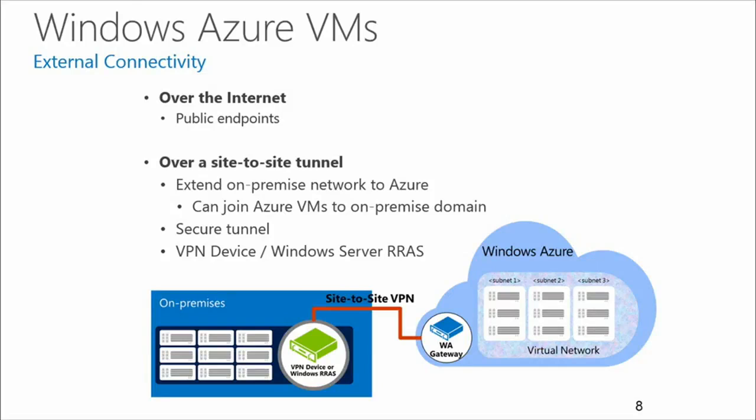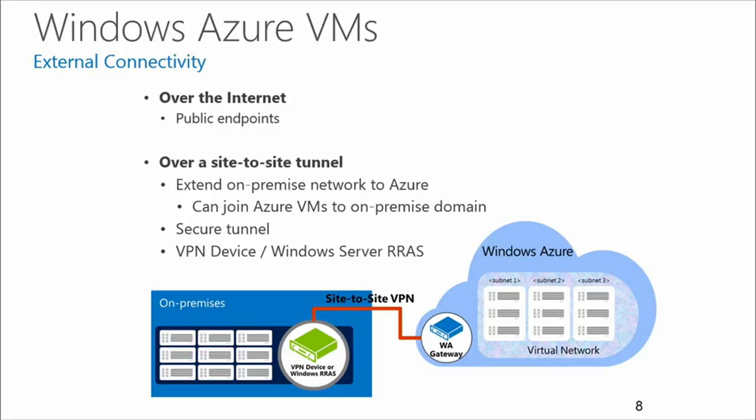Something else that I wanted to describe is that we have external connectivity to these Windows Azure VMs. You can connect to these VMs over the internet. You can create what is called a public endpoint, and connect to them over that endpoint. Or you can have a site-to-site tunnel for secure connectivity between your on-premise environment and Windows Azure.